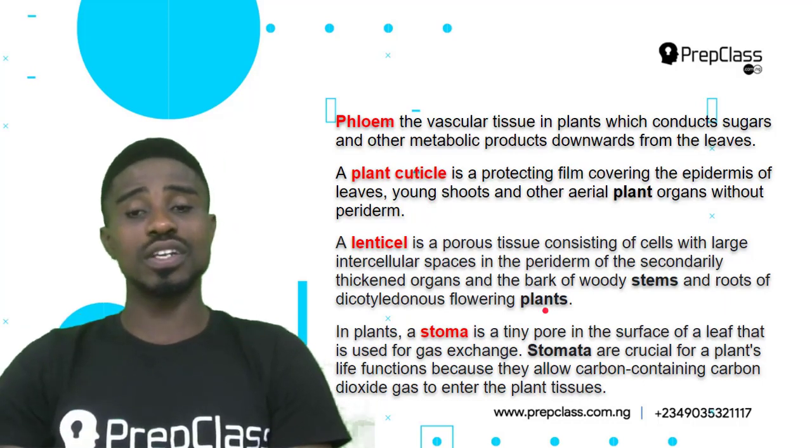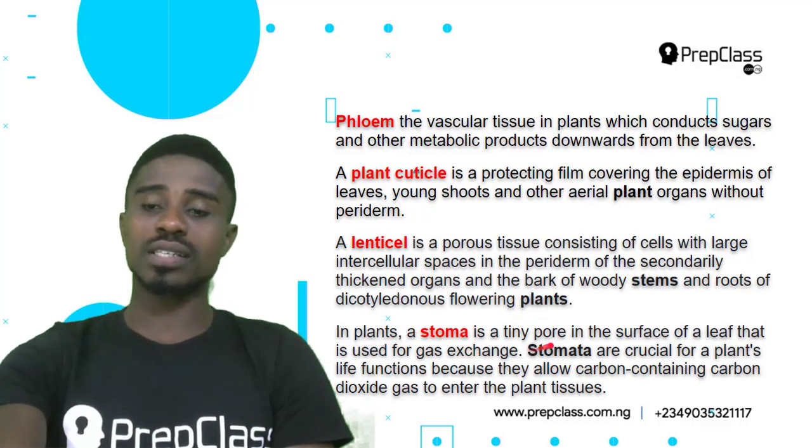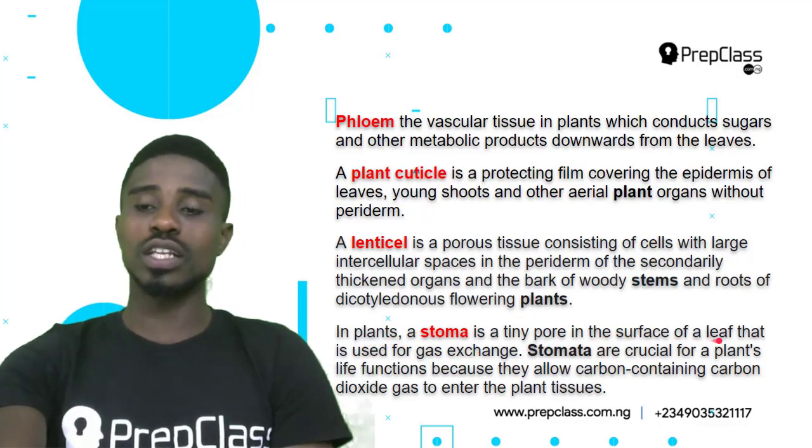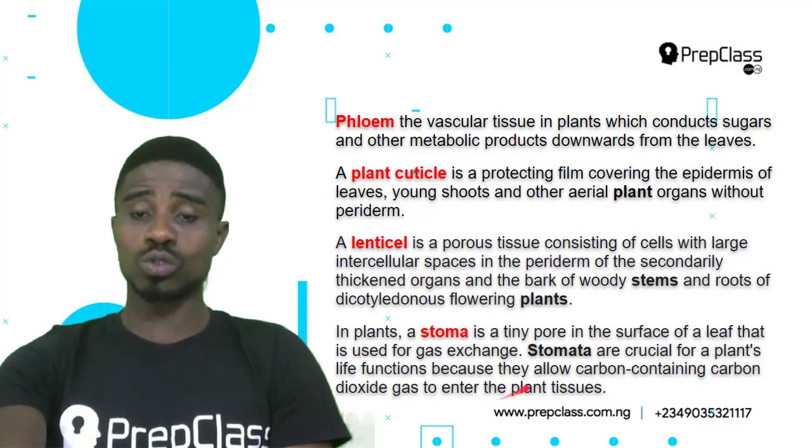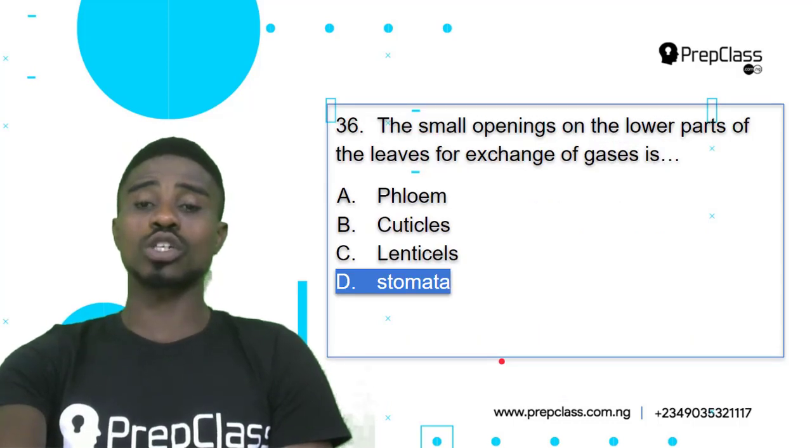That's the lenticel. But in plants, a stoma is a tiny pore in the surface of the leaf that is used for gas exchange. Stomata are crucial for a plant's life functions because they allow carbon-containing carbon dioxide gas to enter the plant tissues. Okay, it's through the stomata that carbon dioxide enters the plant. So stomata is our correct answer. So question 36, option D, stomata is our correct answer.